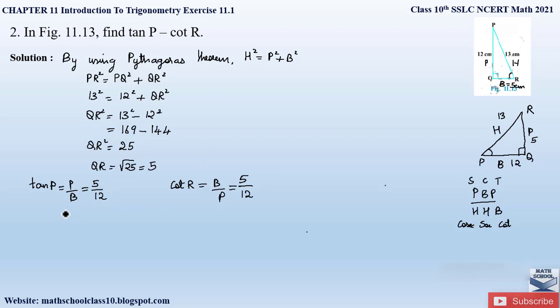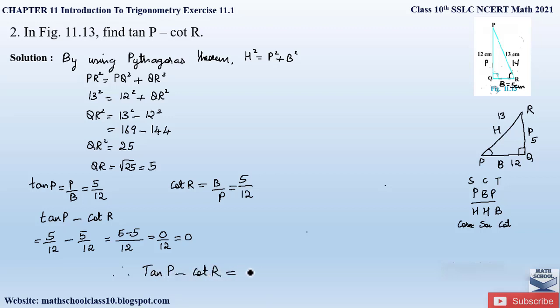Now let us find out tan P minus cot R value. So tan P is 5 by 12 minus cot R is also 5 by 12. Since the denominators are the same, we can subtract the numerators. So 5 minus 5 is what? 0. So 0 divided by anything will also be equal to 0. Therefore, you can write down tan P minus cot R value is equal to 0. This is how we solve this question number 2.